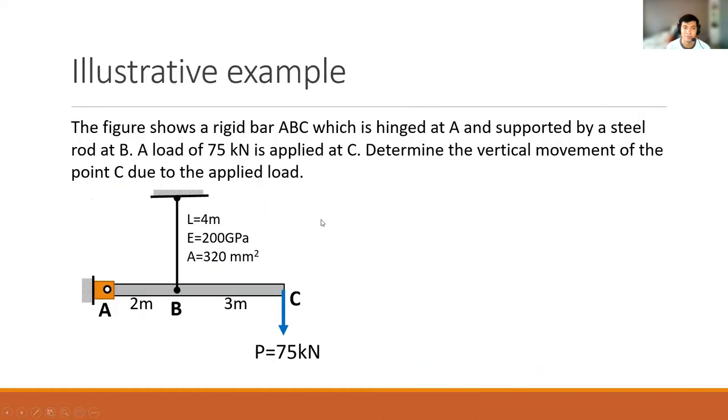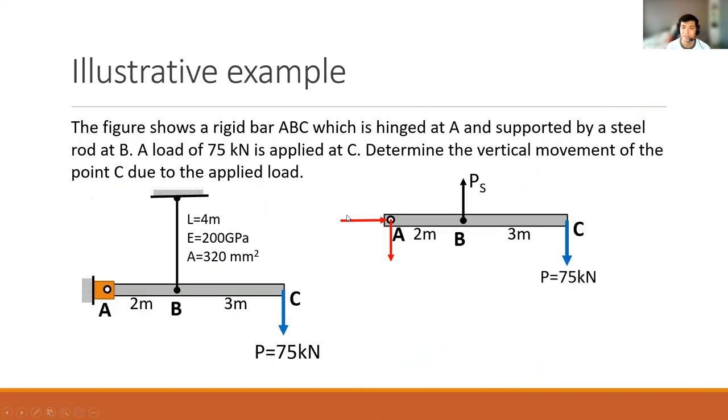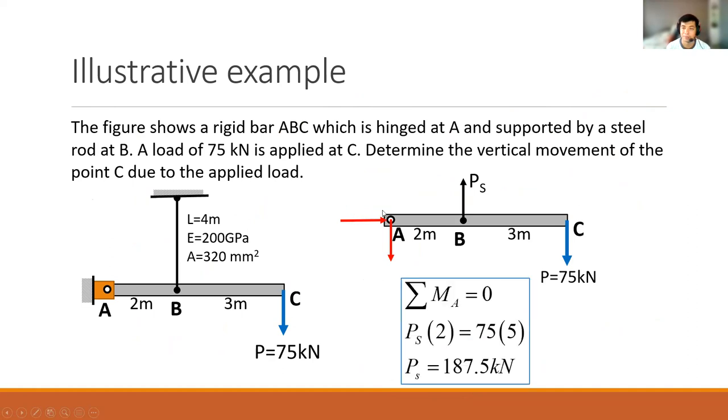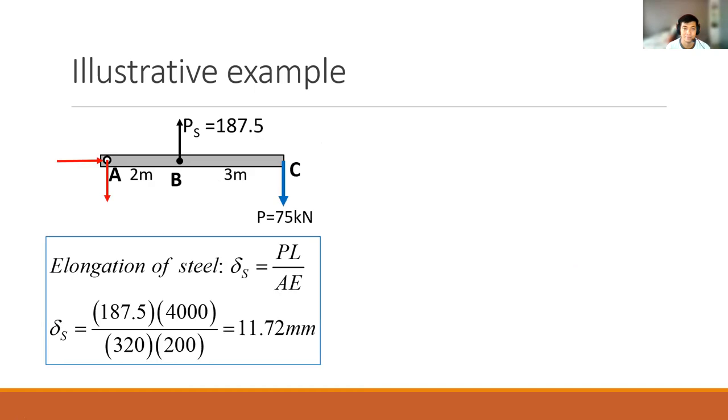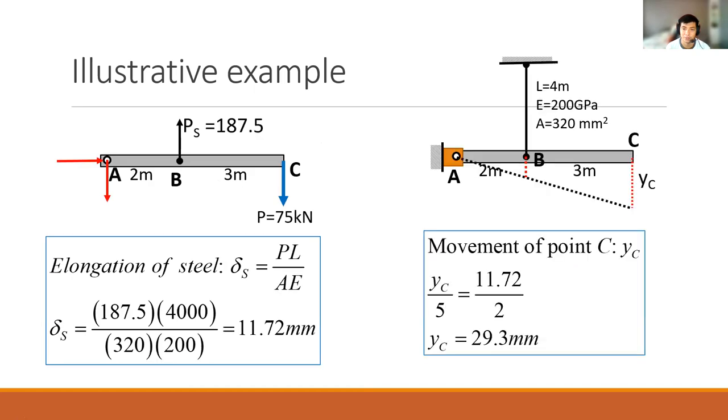So this would be the one presented in the PDF. So it's kisol na siya dito sa PDF. So 11.72, and then we try to get the deflection at C using ratio and proportion.